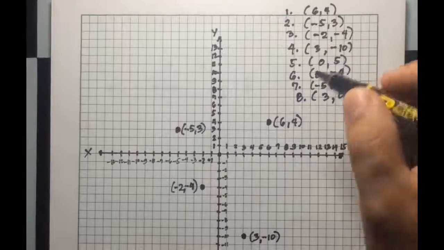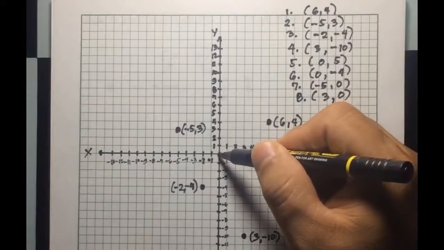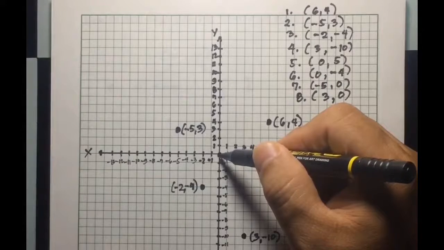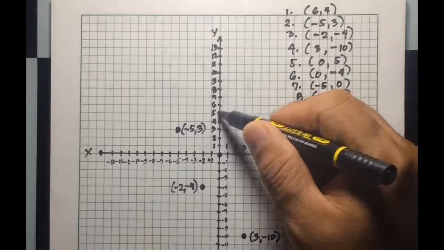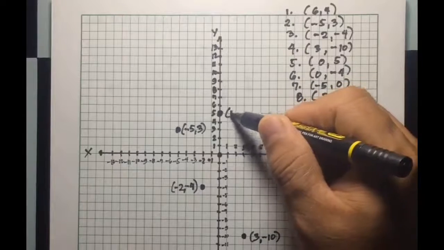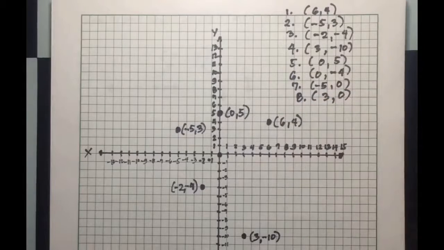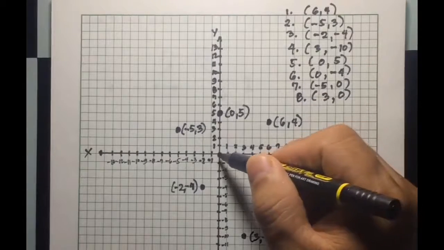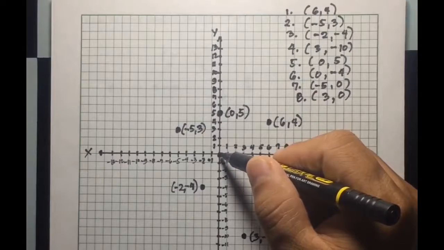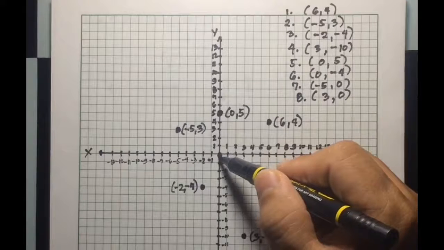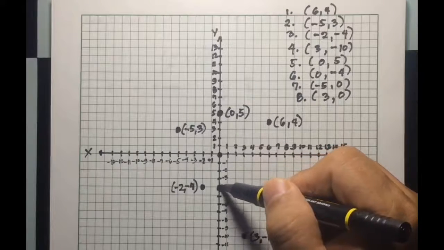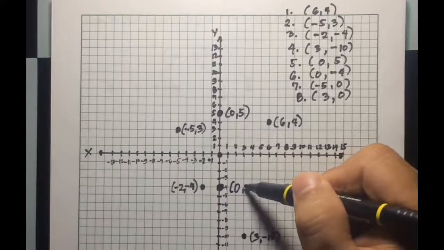Then for number 5, this is 0, 5. So x here is 0, so you will not move. Starting here, x is 0, so do not move. Then y is 5, so this is positive, so we're going to move upward: 1, 2, 3, 4, 5. So this is 0, 5. Number 6 is 0, negative 4. Again, x is 0, so you're not going to move. Then y is negative 4, so you're going to move 4 units downward: 1, 2, 3, 4. So this is 0, negative 4.